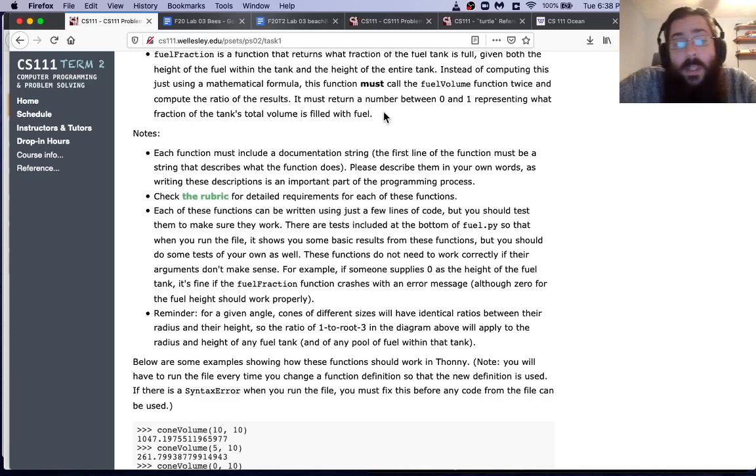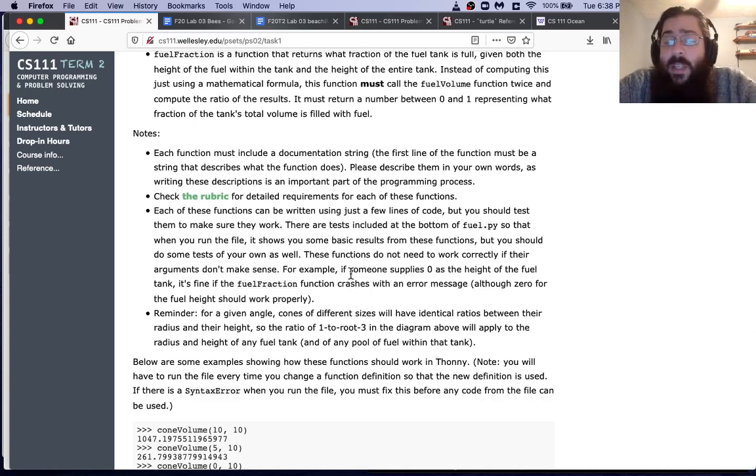Also, the functions here don't really make sense if you give them arguments that don't make sense. So if somebody gives you 0 as the height of the fuel in the tank, 0 as the height of the whole tank, right? So it's like a tank, but it's actually not a tank because there's no height. It's fine if your function crashes. That's not a sensible argument to give. Or like a negative height of the tank, for example, or a negative fuel height, right?